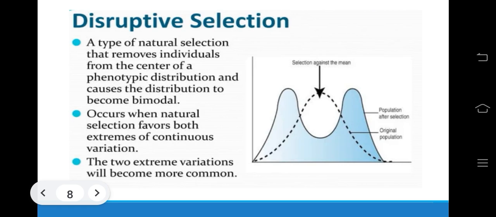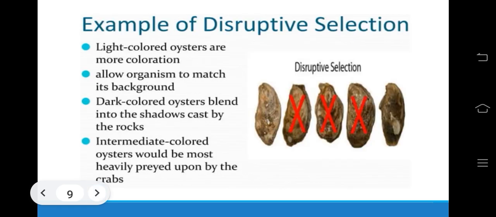It occurs when natural selection favors both extremes of continuous variation. Here both extremes are favored. Then the two extreme variations will become more common; that is disruptive. Examples of disruptive selection: light colored oysters match their background, and dark colored oysters blend into the shadows cast by the rocks. Intermediate colored oysters would be most heavily preyed upon by crabs.